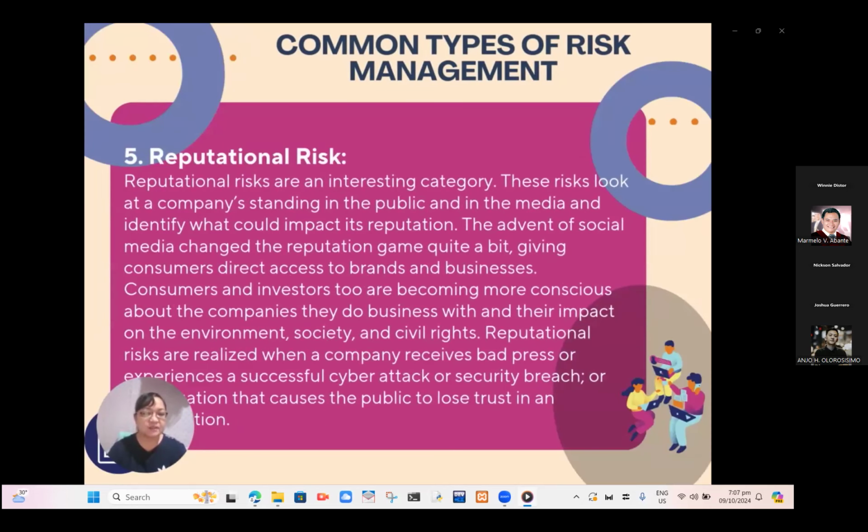Number five is reputational risks. Reputational risks are an interesting category. These risks look at a company's standing in the public, in the media, and identify what could impact its reputation. The advent of social media changed the reputation game quite a bit, giving consumers direct access to brands and businesses. Consumers and investors too are becoming more conscious about the companies they do business with and their impact on the environment, society, and civil rights. Reputational risks are realized when a company receives bad press or experiences a successful cyber attack or security breach or any situation that causes the public to lose trust in an organization.